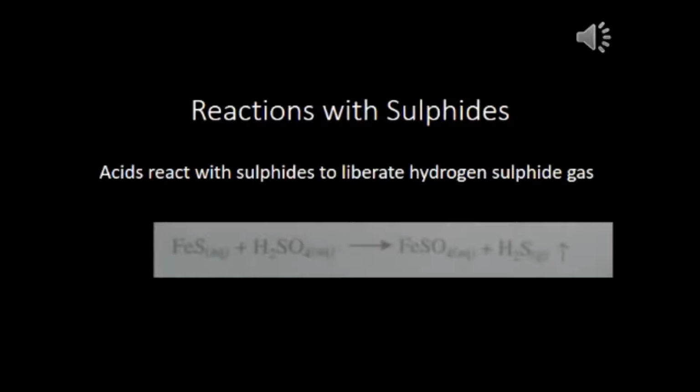The last chemical reaction of acid is reaction with metal sulfides. Acids react with metal sulfides to liberate hydrogen sulfide gas. Here they have given you an example. When iron sulfide reacts with sulfuric acid, it will form iron sulfate as well as hydrogen sulfide gas.